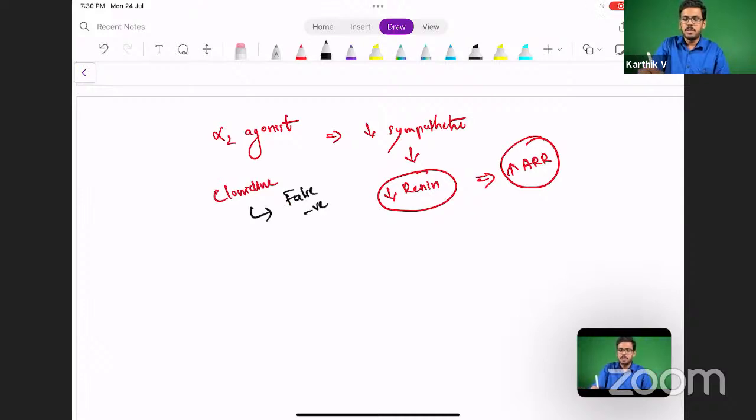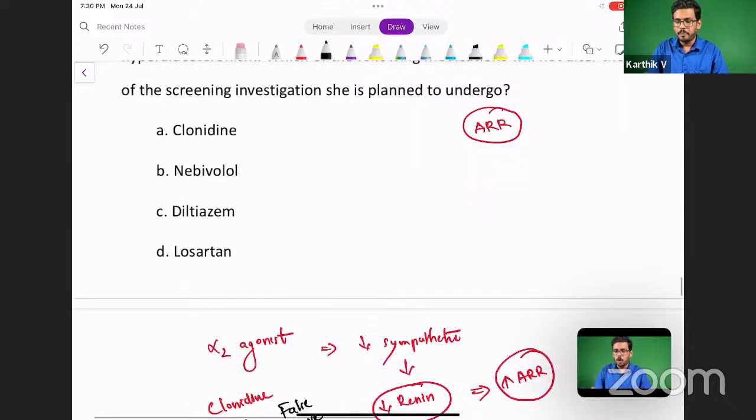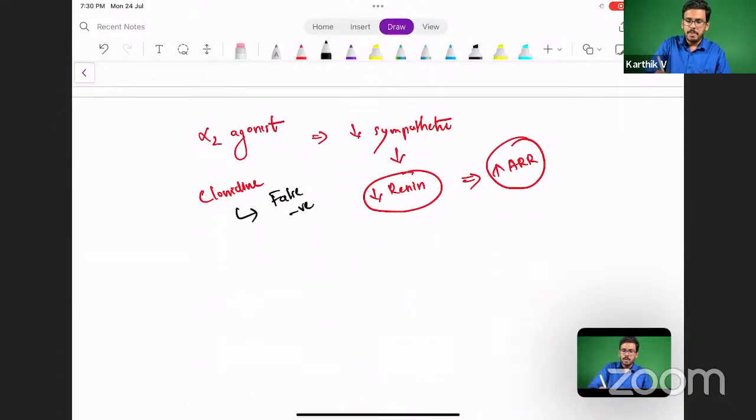False positive. So it does interfere with the testing, and you should not do the testing while the patient is receiving clonidine. So that is our first option. Now, what about nebivolol?